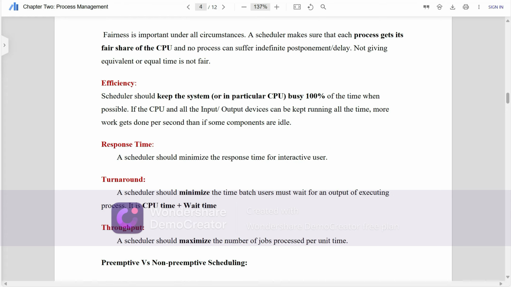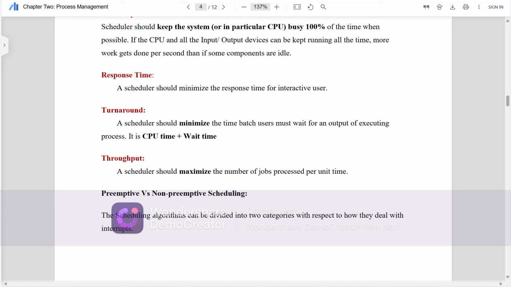The other goal of scheduling is the response time. The response time of the scheduler should be minimal. It means the scheduler should minimize the response time for interactive users. If the response time is high, there is long waiting. That means unfair waiting is there. So in order to avoid this, the scheduler should minimize the response time for interactive users.